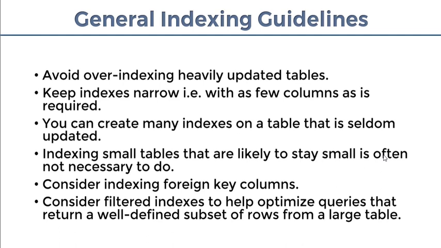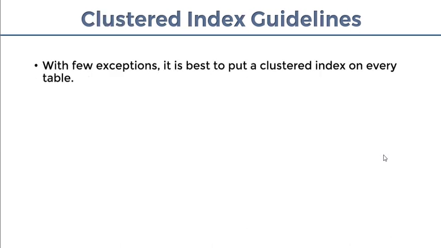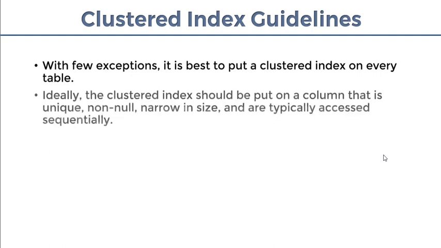Okay, let's now look at some guidelines for clustered indexes also. With few exceptions, it is best to put a clustered index on every table, right? As previously mentioned, in most cases you can just let the primary key constraint automatically create a clustered index for you by leaving it on the default for the primary key constraint. Ideally the clustered index should be put on a column that is unique, narrow in size, and typically exists sequentially. Let's take a look at an example.